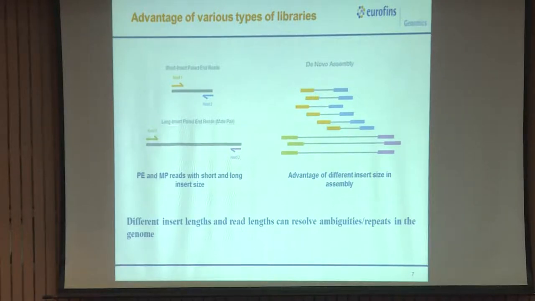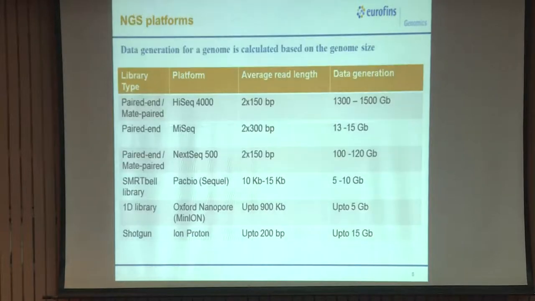So this is how different insert sizes work in a genome assembly. If I have different insert sizes, different chemistry, I can work out and resolve my gaps in the genomes, right? So we have many chemistries with different read lengths. We have only talked about Illumina chemistry at present. I will go in brief on the other chemistries as well.